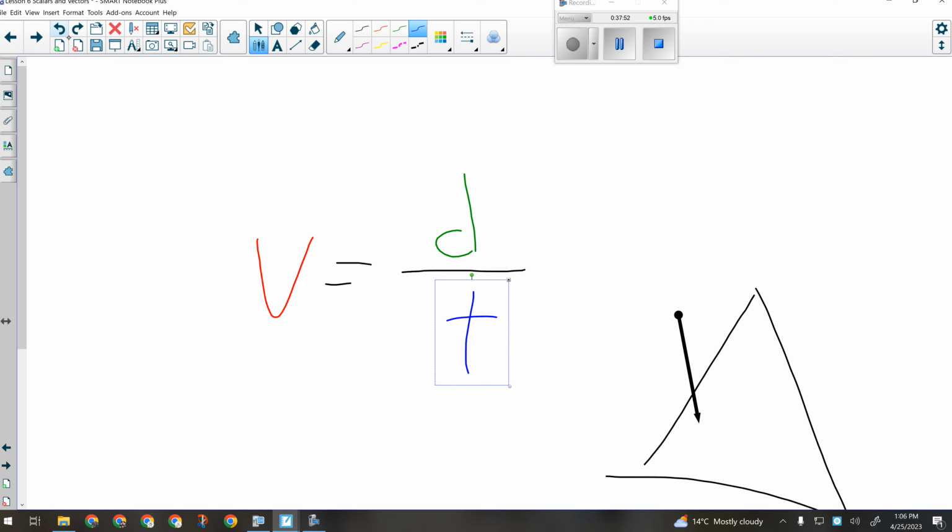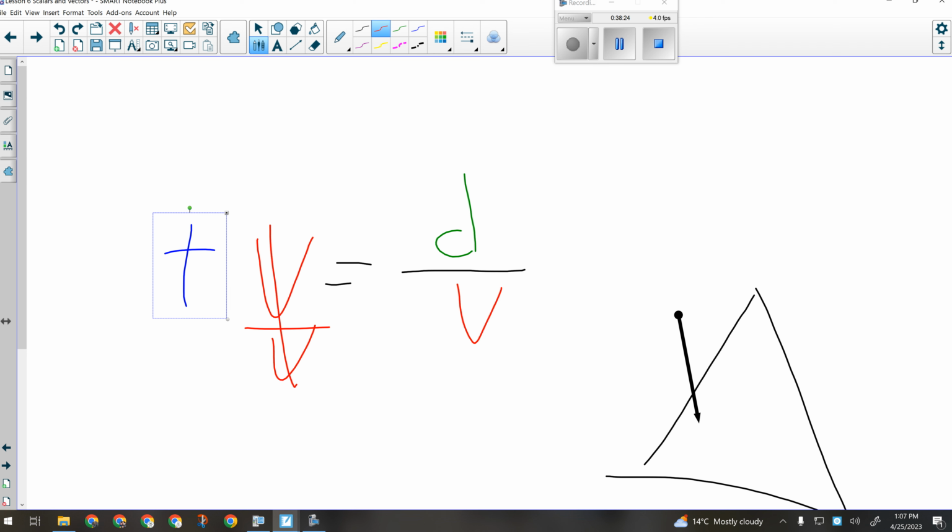So if I want to solve for t, I first want to move t over to this side, because now it's on top. There's nothing over it. I want t by itself, and right now I'm multiplying it by v. So what do I do with v? What's the opposite of multiply? Divide. So now v is over here. I've divided both sides by v, and now t is by itself. Those are the rules of algebra.